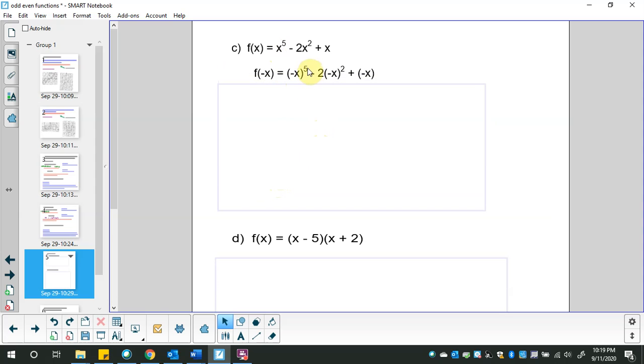So there it is with the 5 exponent on the outside. There's the negative 2. That x is replaced with the negative x squared. This plus sign gets written down again, and then this x gets replaced with a negative x. And then we can clean it up.